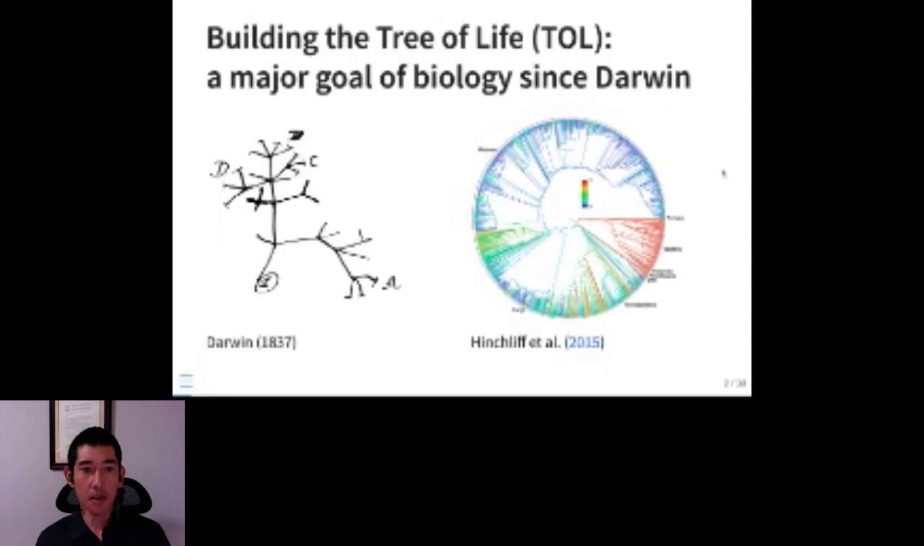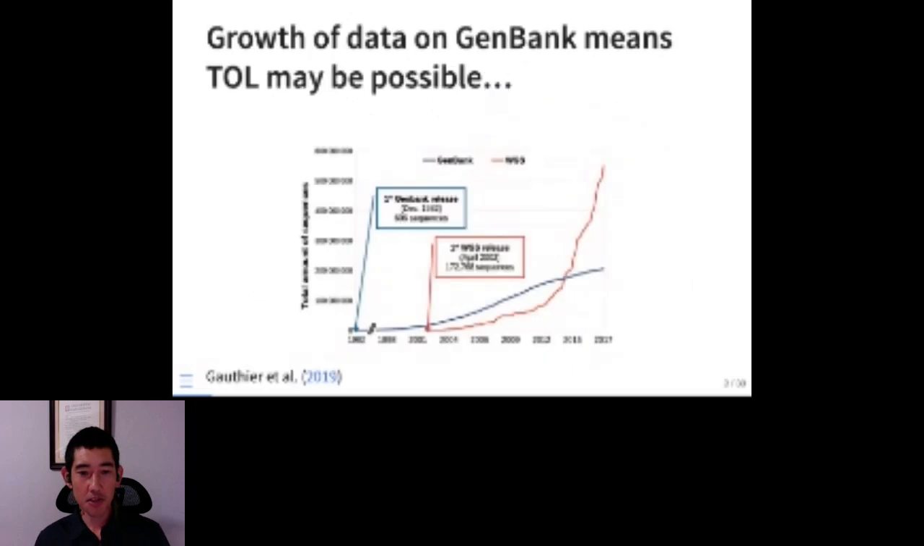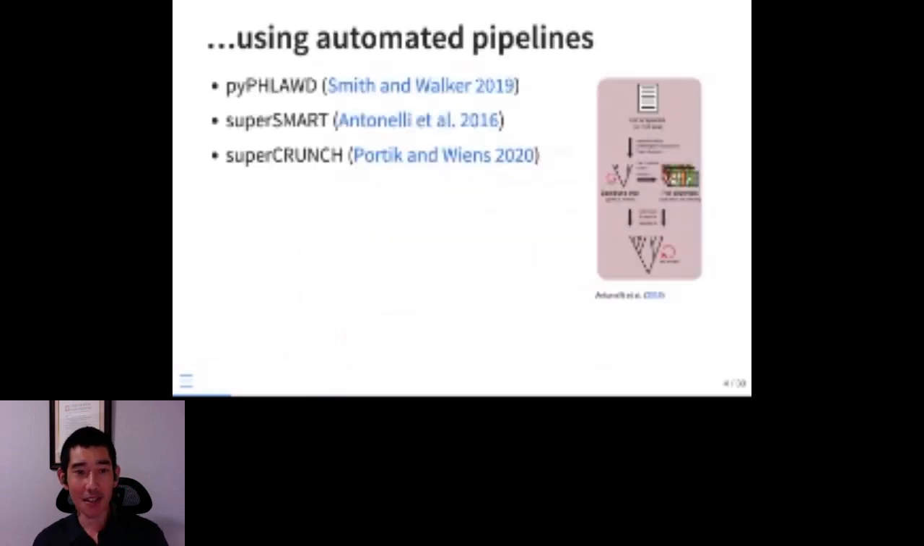Building a complete tree of life has been a major goal of biology ever since the time of Darwin. Fortunately, these days, thanks to the extremely rapid growth of data on GenBank, this may become a possibility in the somewhat near future. However, because of these very large amounts of data, it's not possible to do this without the help of automated pipelines. Several automated pipelines have been developed in recent years, such as PyPHLAWD, SuperSMART, SuperCRUNCH, etc., that can take a taxonomic group and automatically build a tree from sequences on GenBank.